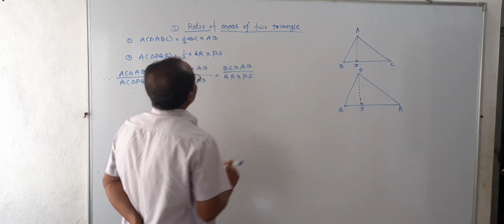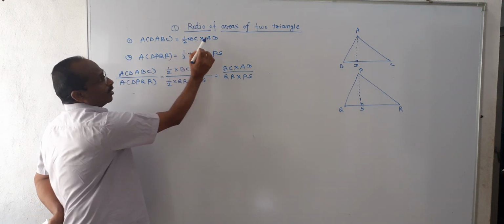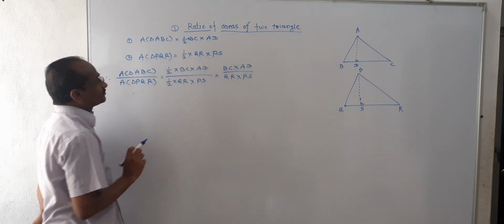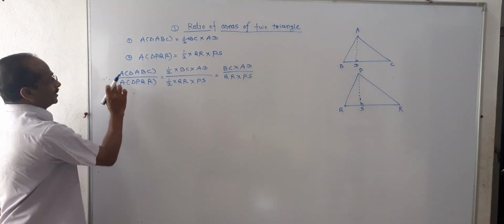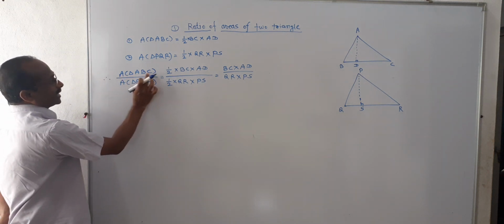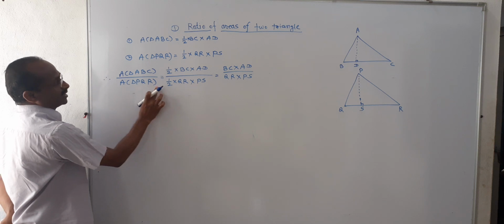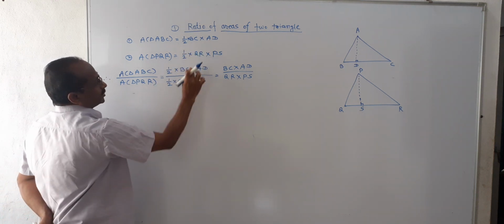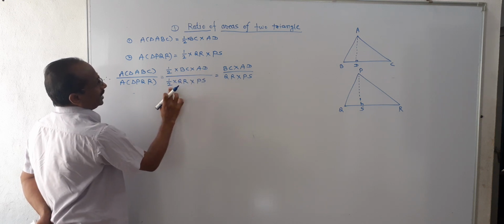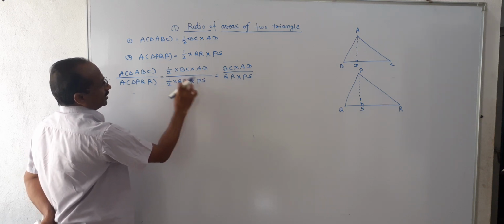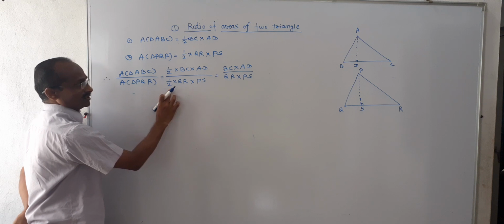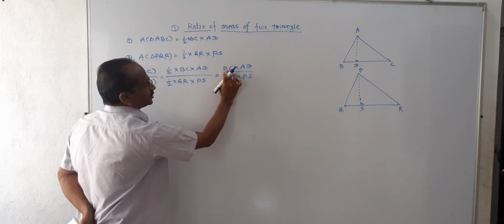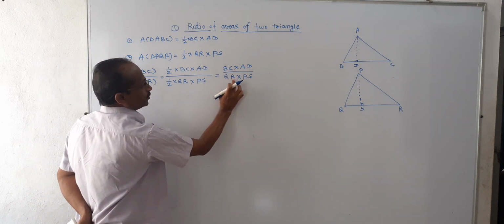Now see our heading, ratio of areas of two triangles. By taking the ratio, area of triangle ABC divided by area of triangle PQR equals half BC into AD divided by half QR into PS. Now the half gets cancelled, and the remaining part is BC into AD divided by QR into PS.